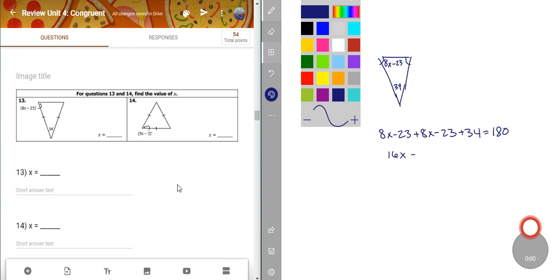16x minus 43. That's this, 43. And positive 34. So is that minus 9? That's minus 9. Equals 180. So 16x equals 189. That doesn't seem right. What little error did I make?